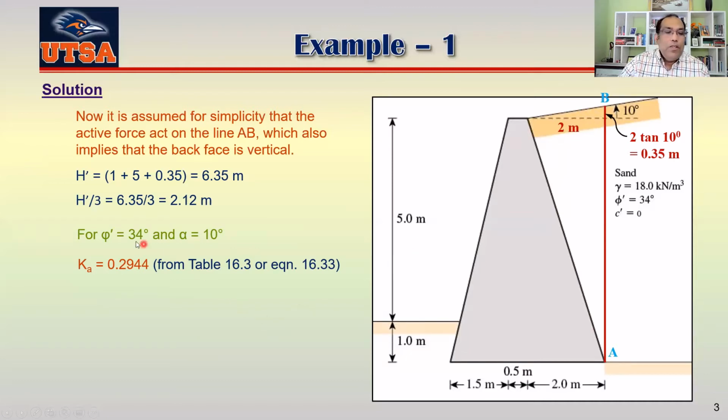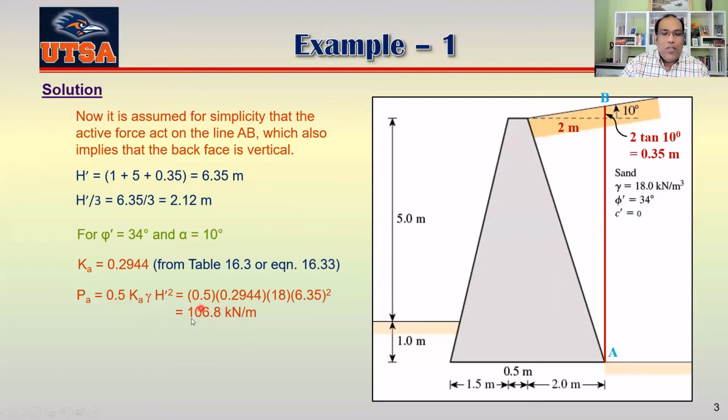Okay. So once you get your Ka from here, you can find the active force for that wall that's working here. It is equal to 0.5 Ka gamma H prime square. So we get 106.8 kilonewton per meter length of the wall.